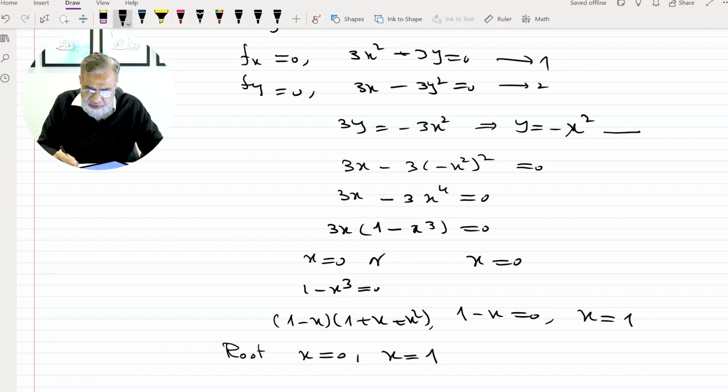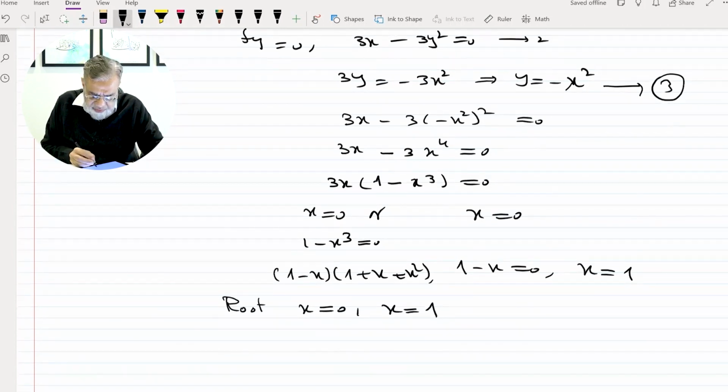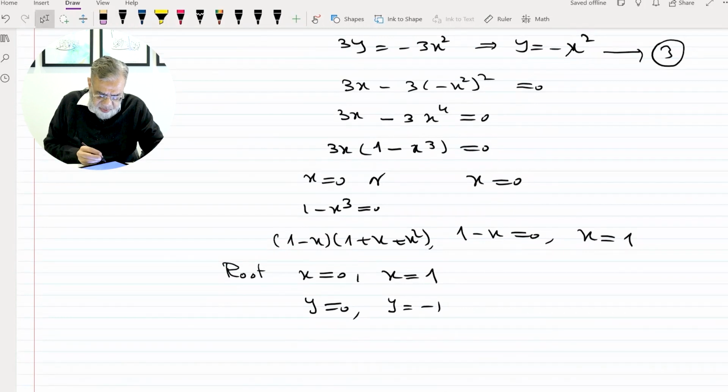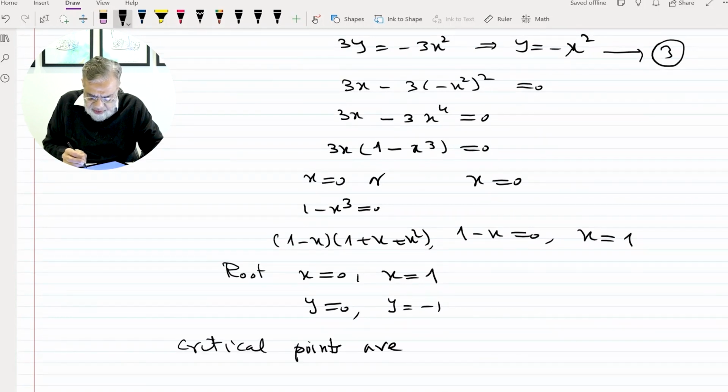Now we substitute these in equation 3 to get the value of y. When we put x equal to 0, y equals 0. When we take x equal to 1, y equals minus 1. So my critical points are (0, 0) and (1, minus 1).